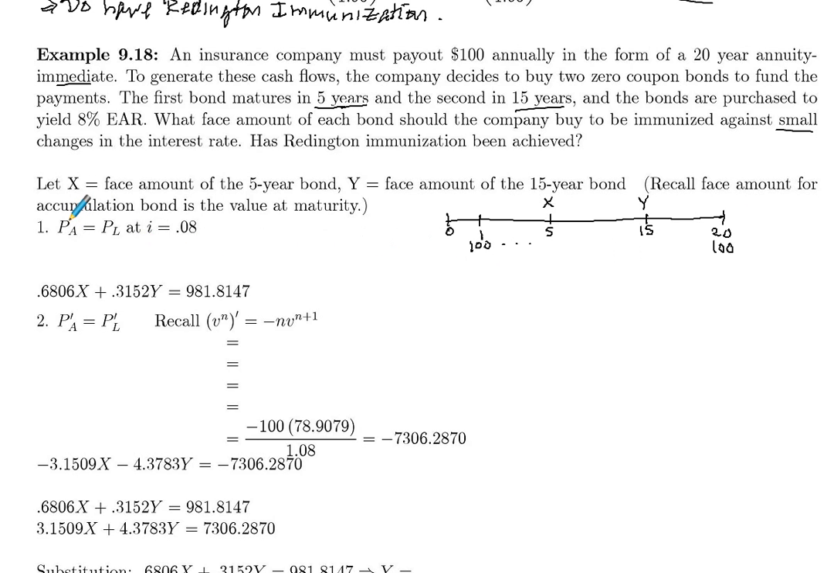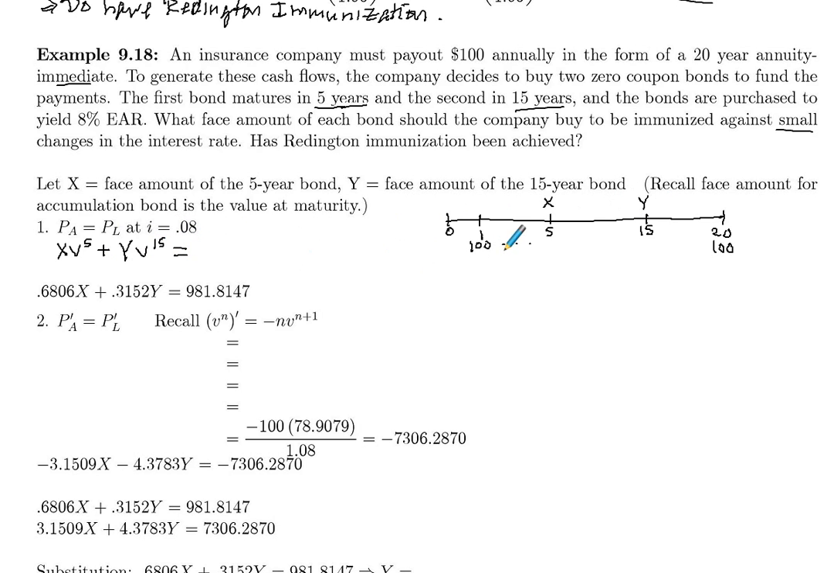Present value of the asset cash flows has to equal the present value of the liability cash flows. So the present value of x at time 0 is going to be x brought back 5 years with v to the 5th, plus the present value of y at time 0 is going to be y brought back with v to the 15th.